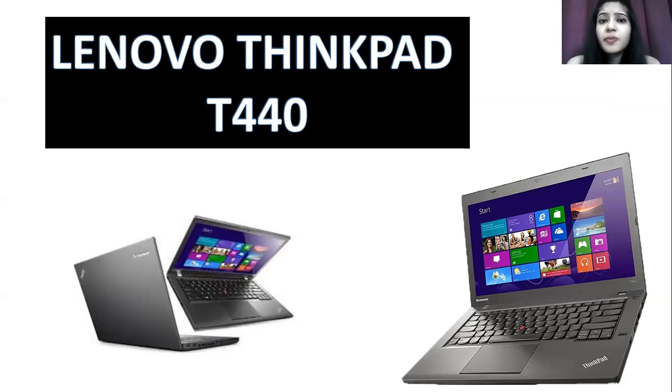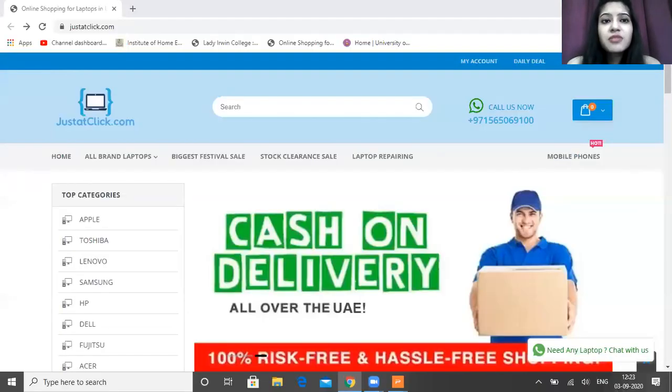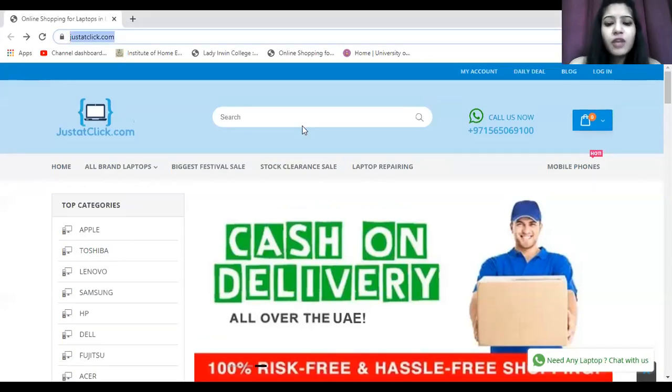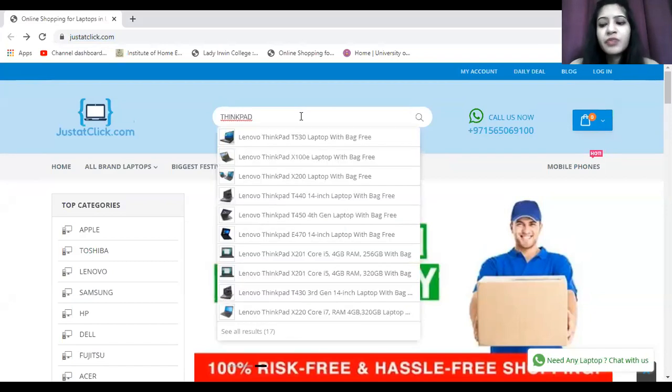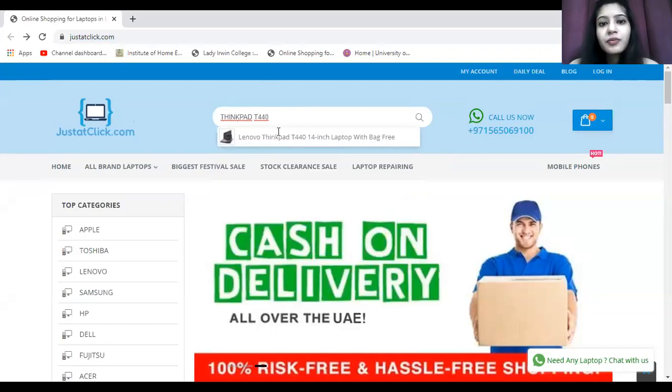So let us talk about the pricing also, because these specifications are offered at a very good price at a site named justatclick.com. Yes, justatclick.com is a site which offers great pricing for your favorite gadgets. Talking about the pricing, let us use this search icon, which helps you search for your favorite gadget within a limited range of products.